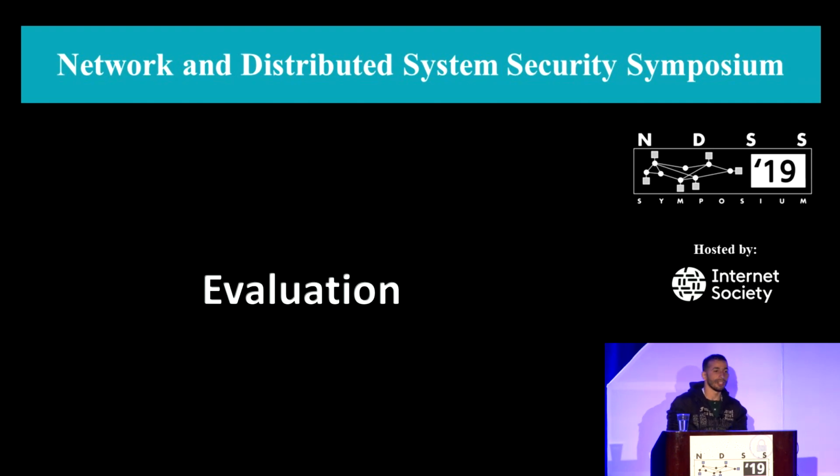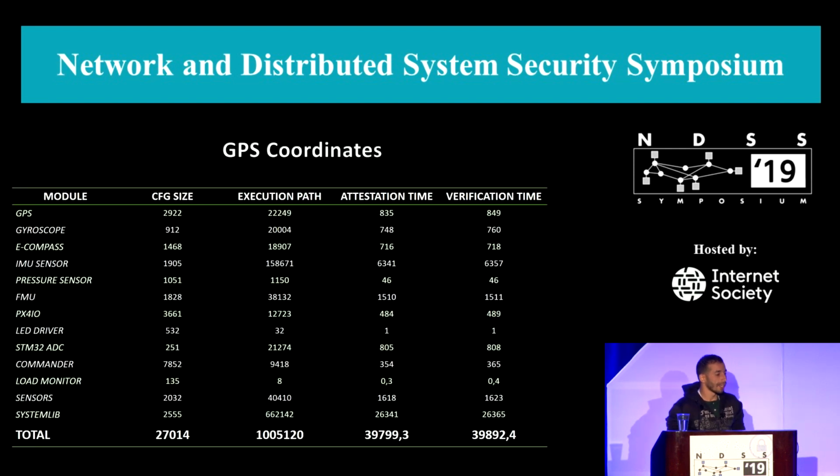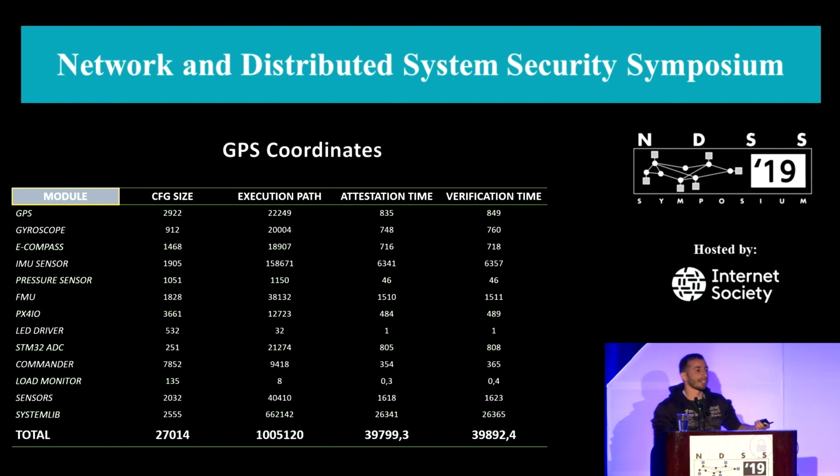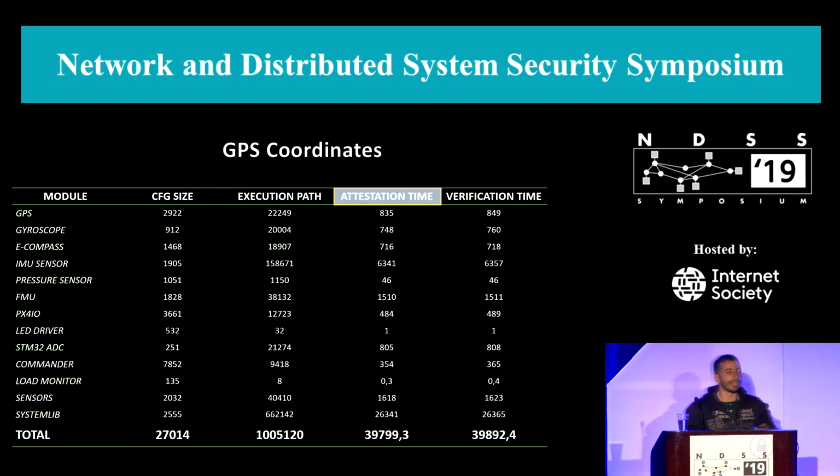So we evaluated our solution to assess the overall gain from using modularity. We evaluated the case where devices exchange GPS coordinates. One device requests GPS coordinates from another device, and this table here shows, for all the executing modules, the CFG size, the execution path, the attestation time, and the verification time.